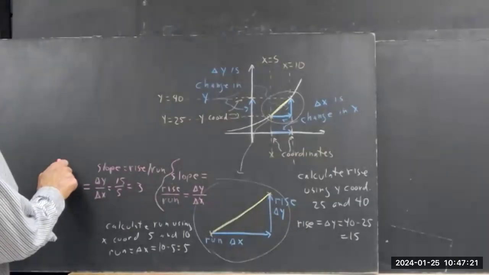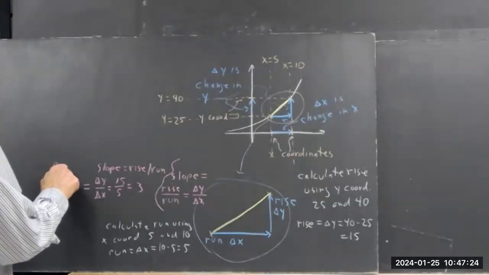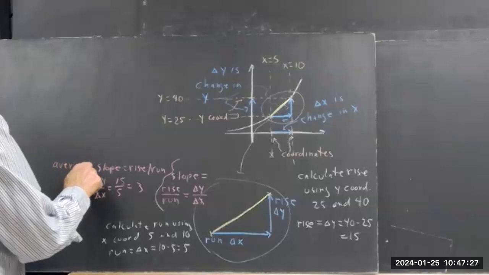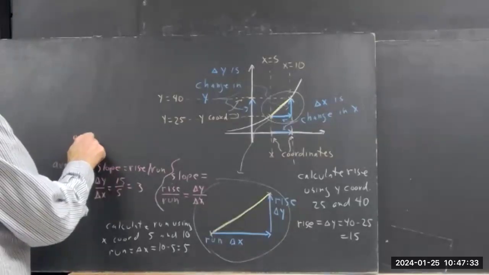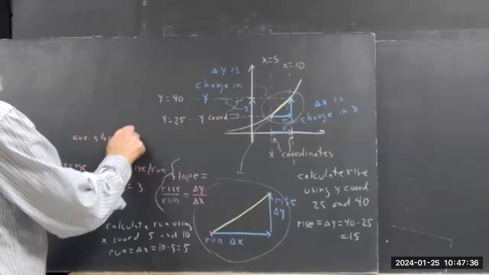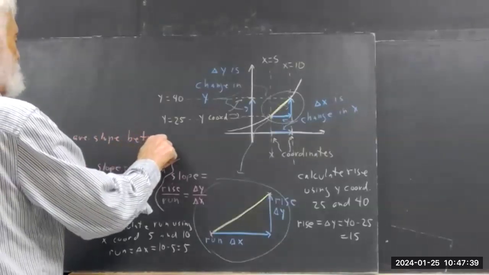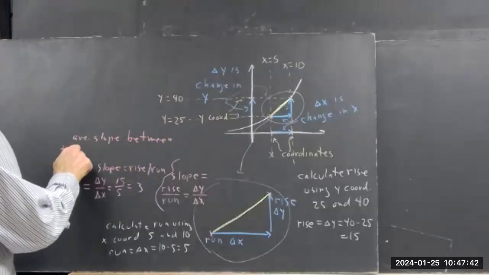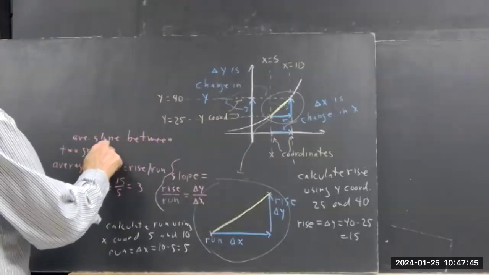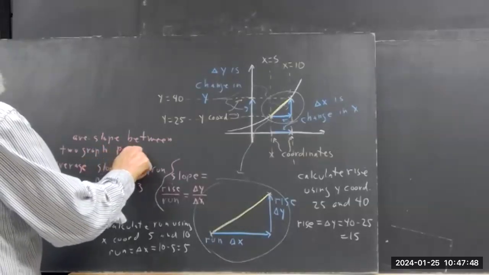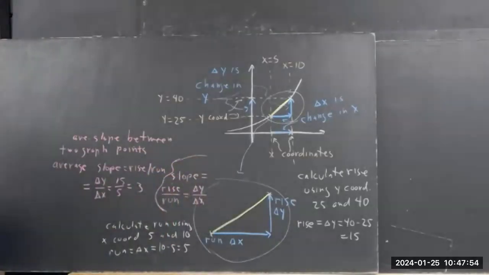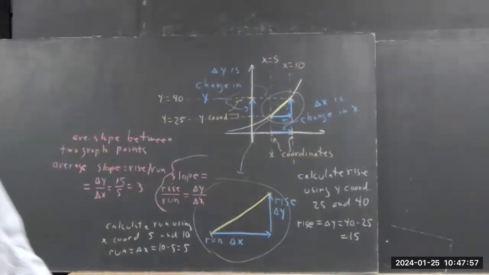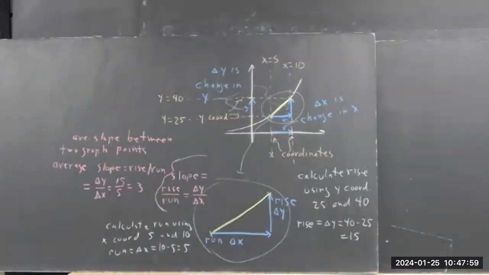Now I'm going to put another word instead of slope. It's the average slope. So effectively, I've defined average slope. I just used the word slope here because I didn't want to confuse you with the word average in case you remember something about slope. But officially, it's an average slope.